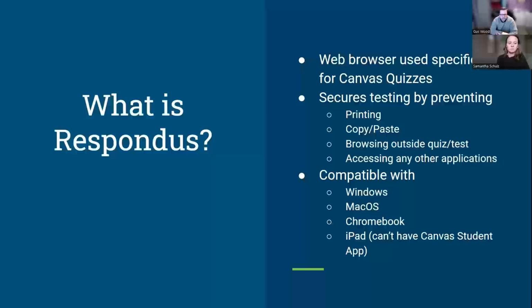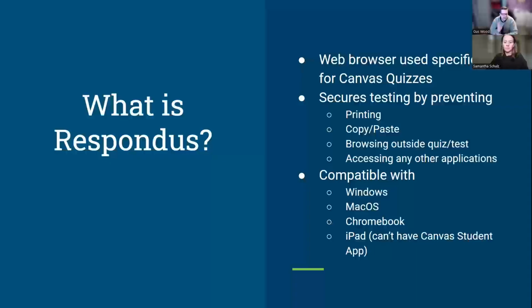And it's compatible with both Windows machines, Apple machines using Mac, and Chromebooks. There's an extension that students can download to use Respondus in a Chromebook. And then students can also use it on an iPad. One significant caveat: if a student wants to use Respondus on an iPad, they can't have the Canvas student app on that iPad. So they would need to uninstall the Canvas student app on their iPad, and then access Respondus Lockdown Browser on the iPad. So, a little caveat with that.